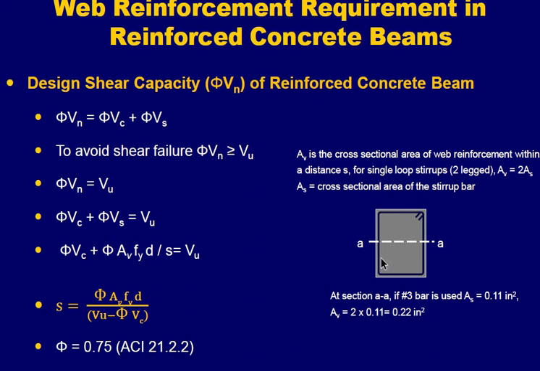For example, if you have provided stirrups in this manner, this is your stirrup. Now, to resist the shear, this leg of the stirrup is acting, as well as this leg of the stirrup. So the area of bar should be multiplied by 2 to get the area of stirrup. So it is a two-legged, vertical stirrup. At section AA, if a number 3 bar is used, the area of bar is 0.11 square inches. However, the area of stirrup or shear area should be taken as 2 times 0.11, that is 0.22 square inches.